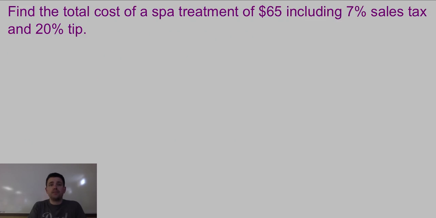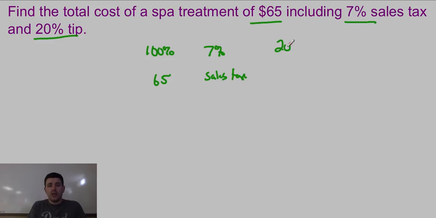So let's see another one. This time it says the total cost of a spa treatment of $65, including 7% sales tax and a 20% tip. So we want 100% of the price, that's the $65, plus 7% for the sales tax, plus 20% for the tip.